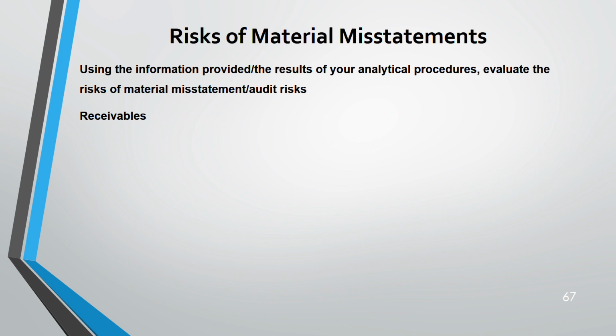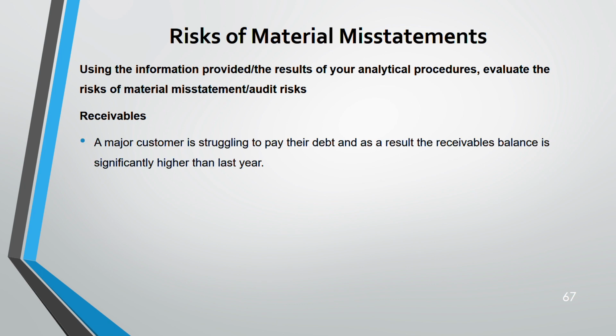Okay, let's go one by one. Let's see some elements of financial statements, and we'll walk through it. Let's assume we are doing a question on receivables and now you are answering. How do you evaluate the risk of material misstatement for receivables? This is how you do it. Remember the 4-step approach. First, identify the information from the case study that creates the risk. For example, a major customer.